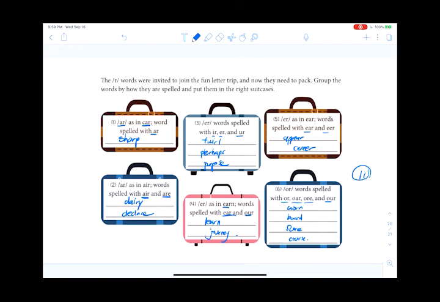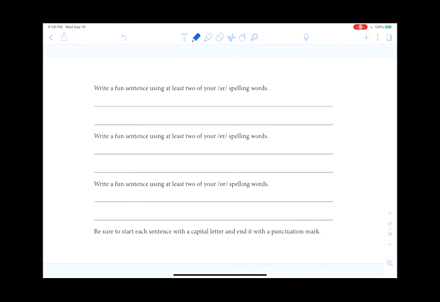Next, write a fun sentence using at least two of your AR spelling words. Then, write a fun sentence using at least two of your ER spelling words. Lastly, write a fun sentence using at least two of your OR spelling words. Be sure to start each sentence with a capital letter and end it with a punctuation mark. Pause this video and complete the exercises.